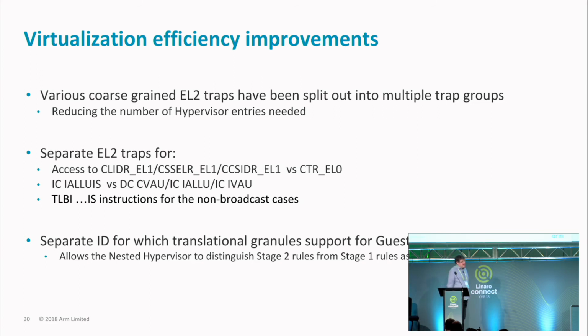Moving on, we've added various virtualization efficiency improvements. Some of the coarse-grained EL2 traps have been split up into multiple trap groups, basically taking feedback from the community about how often they were trapping to EL2 when various cache registers or iCache instructions were executed, and reducing the number of traps that are needed, speeding up your virtualization environment. So we've got now, as it says, separate EL2 traps for these various things.